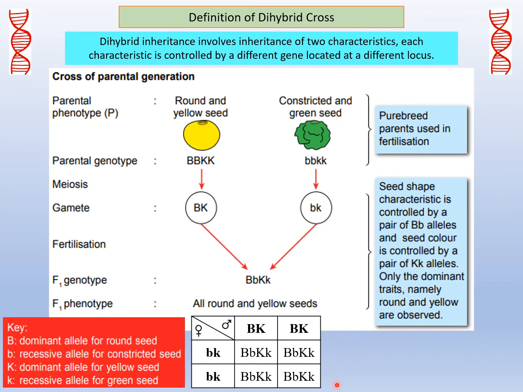Okay, this is the Punnett square when we cross between the gametes of the homozygous dominant and the homozygous recessive. So the result here is round and yellow. This one also round and yellow, and this one also round and yellow, because only one recessive allele is present in these combinations. So the dominant allele will suppress the recessive allele in this filial 1 generation, in the genotype and the phenotype.